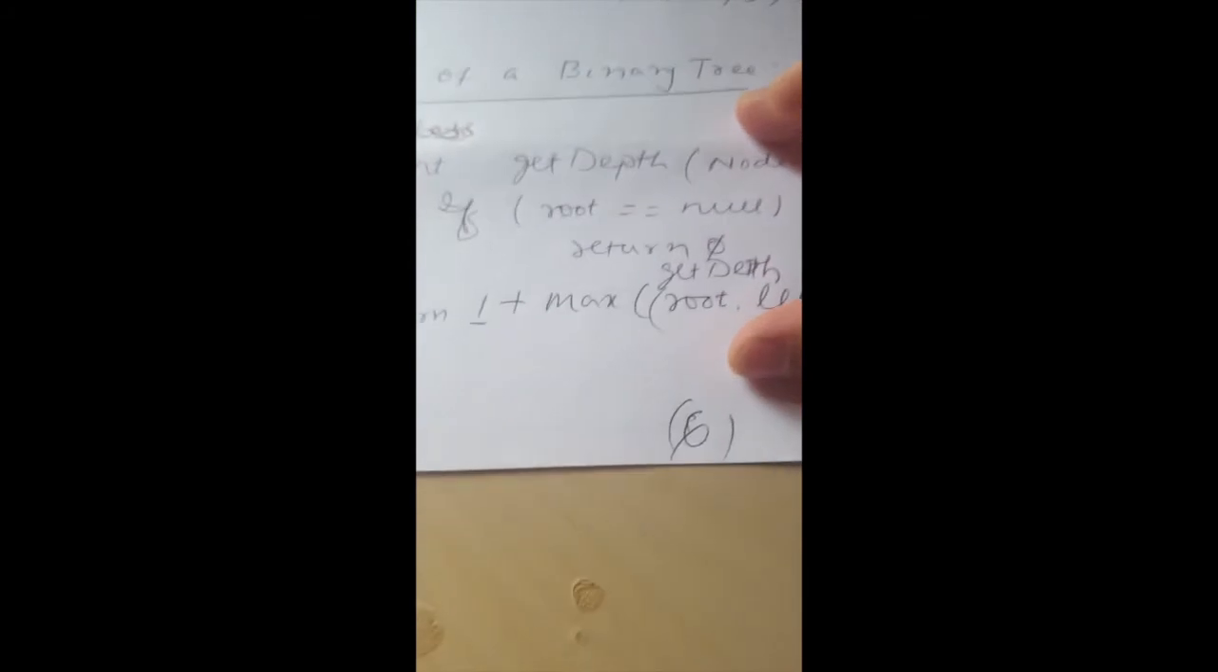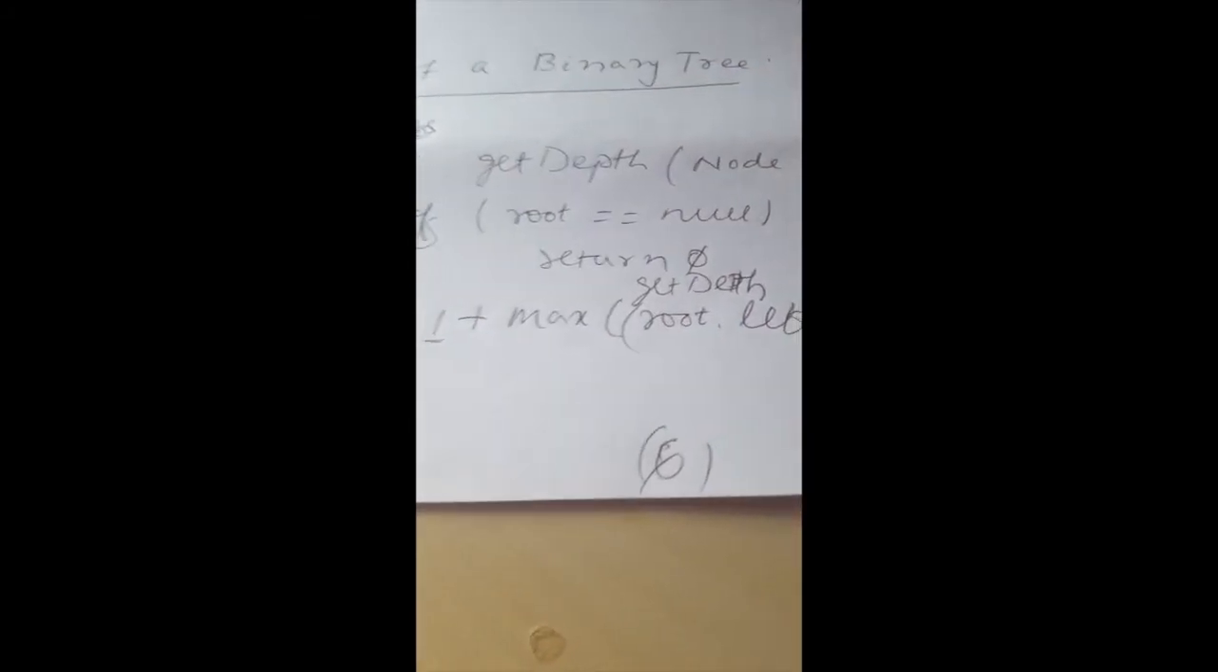left, or find the height of the left subtree and then find the height of the right subtree and then take the maximum of these two. That will give you the total height of the tree, and we have to add 1 because when we go recursively to the child and another child like that, then we have to add 1 to that. So this is how we compute the height of a binary tree.